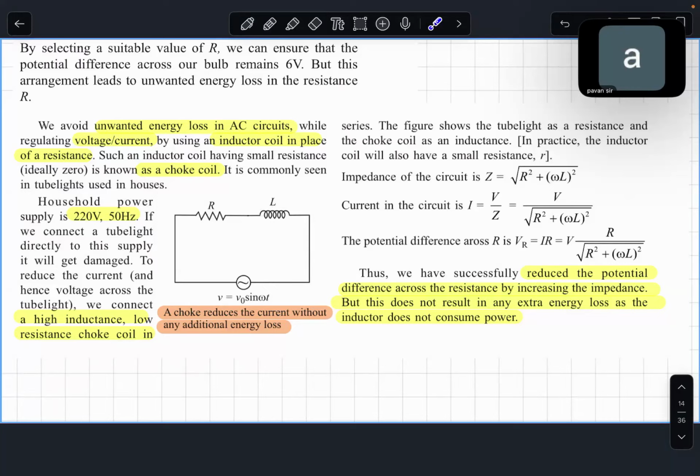It is commonly used in tube lights used in house. Remember, this is some theory which is some 30 years old. You are learning that, where you can't even imagine what that is.